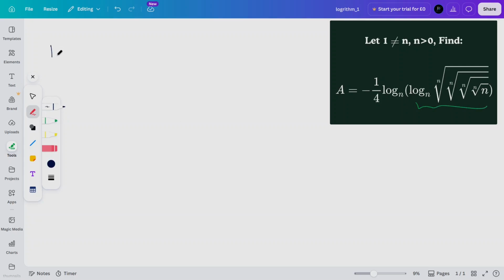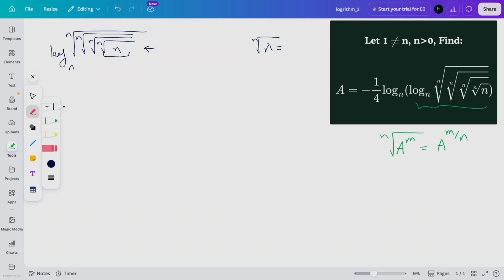Let's just write it. I have a logarithm with base n, and then we have multiple radicals with index n, and the most inner one is just like this. So the first thing you need to know is that if you have something like this, we can just simply write this whole thing as a to the power of m over n. So let's just use this rule right here and see what we get, and always start from the most inner one. So from this one right here, the index is n, so it's going to be n to the power of 1 over n.